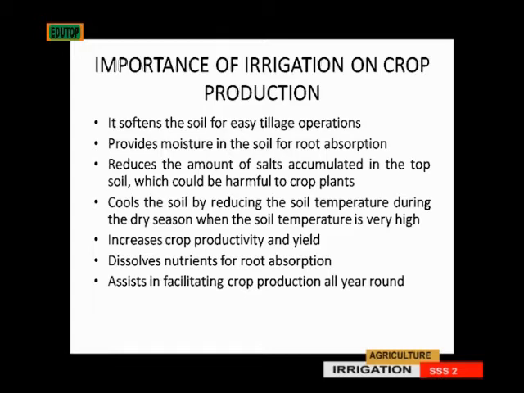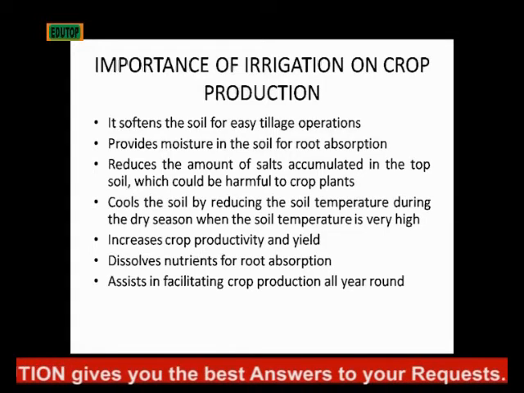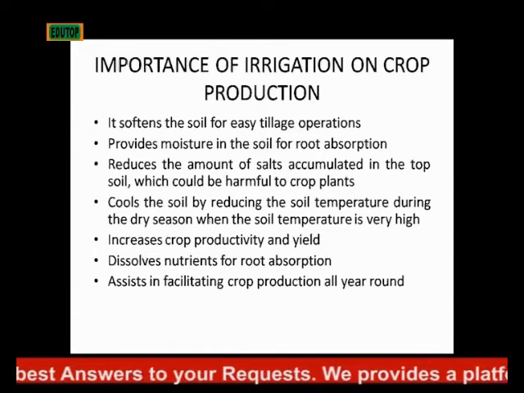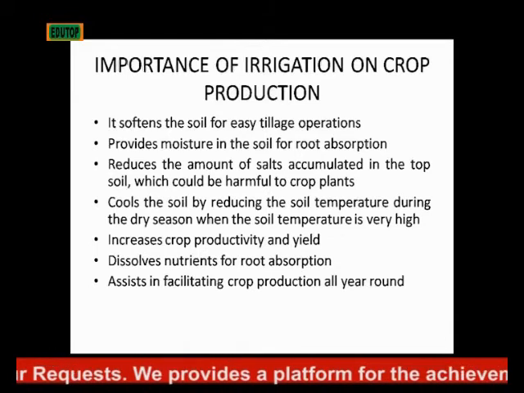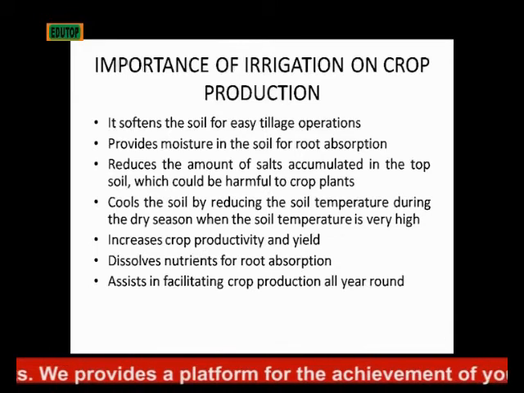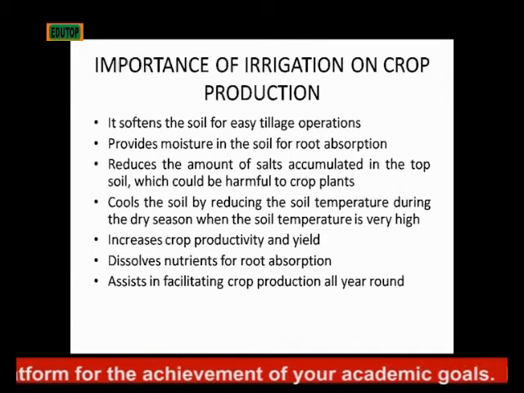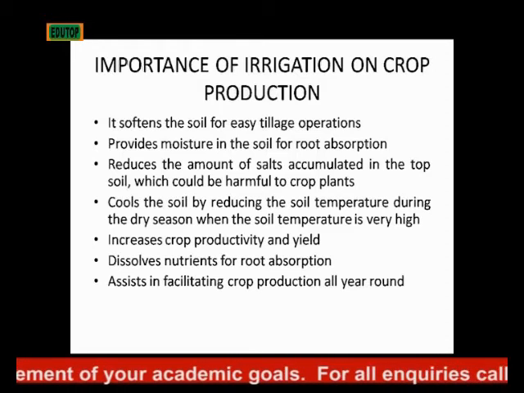Then it provides moisture in the soil for root absorption. The roots of the plant can easily absorb the water. Then it reduces the amount of salt accumulated in the topsoil. When water is available, it will dissolve and reduce the concentration of salt in the topsoil, which would be harmful to the crop plant. Then irrigation also cools the soil by reducing the soil temperature during the dry season when the soil temperature is very high.